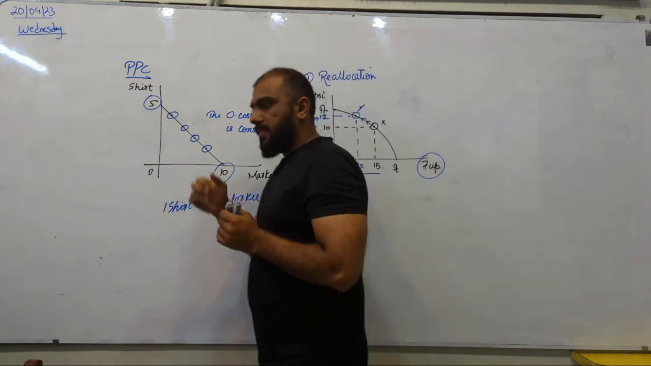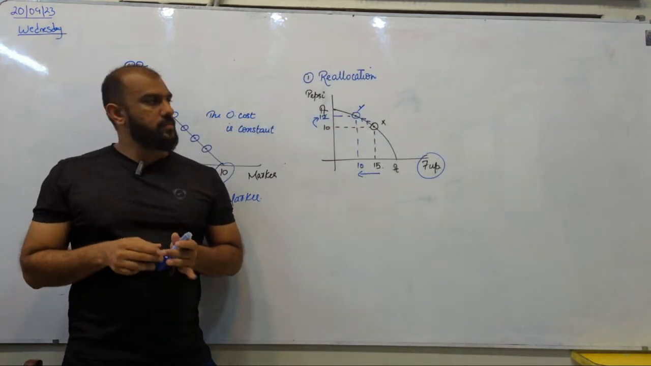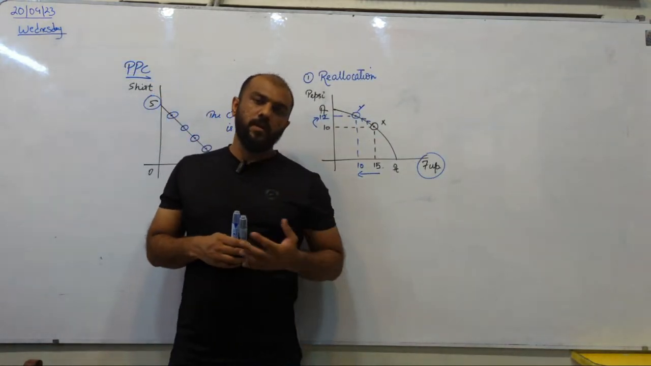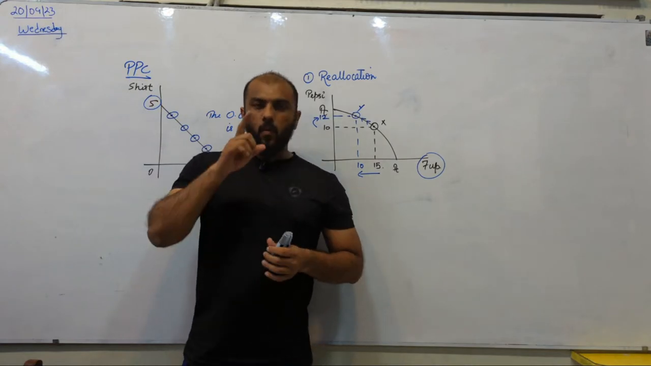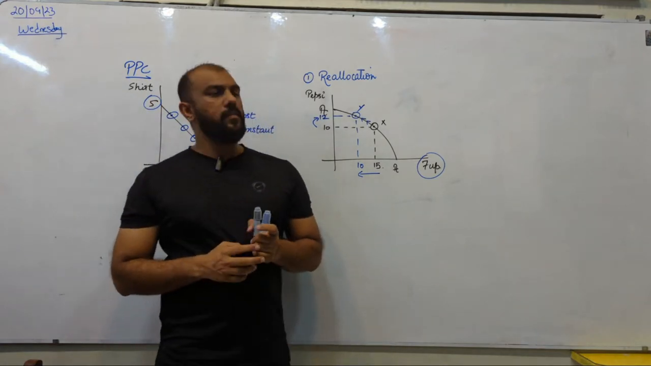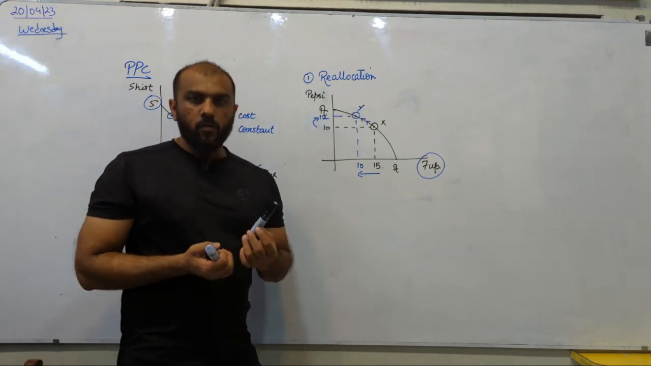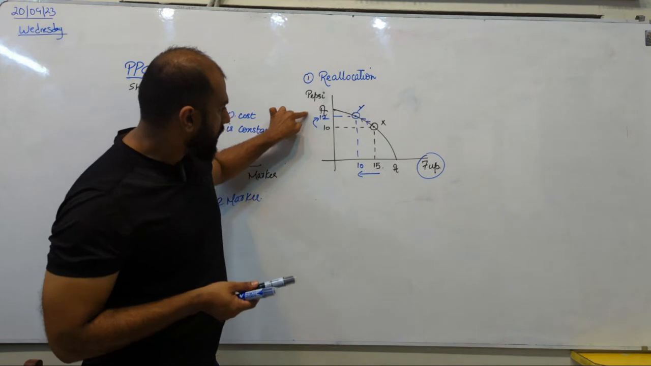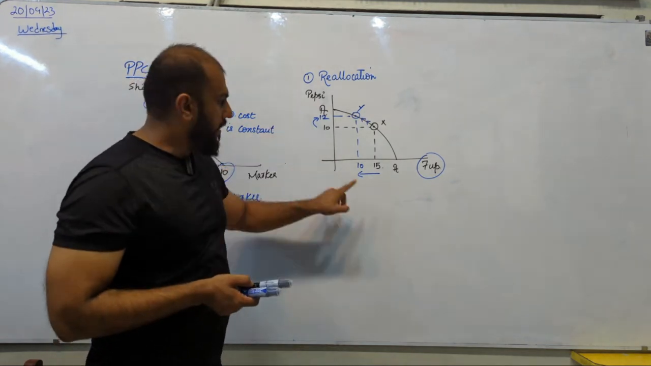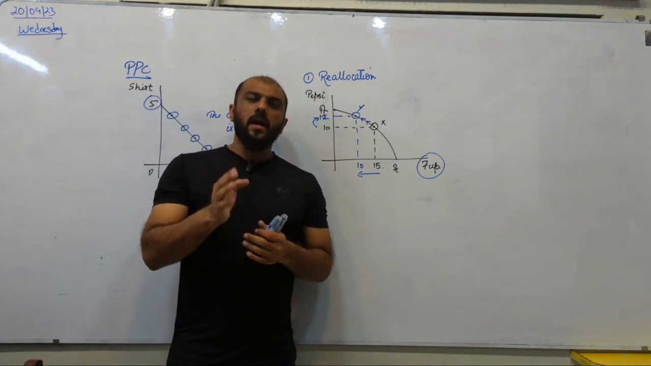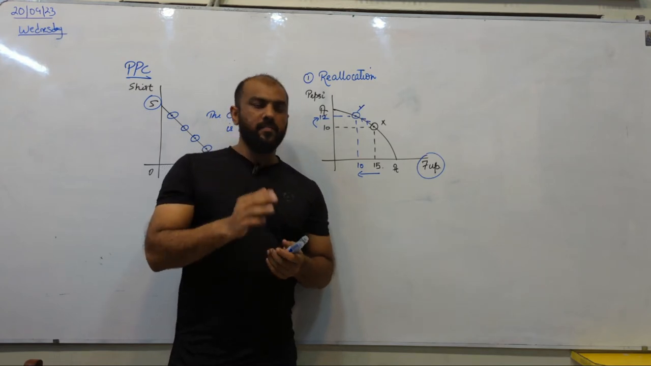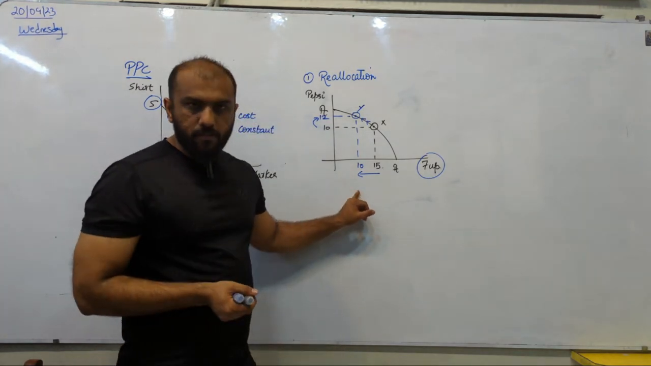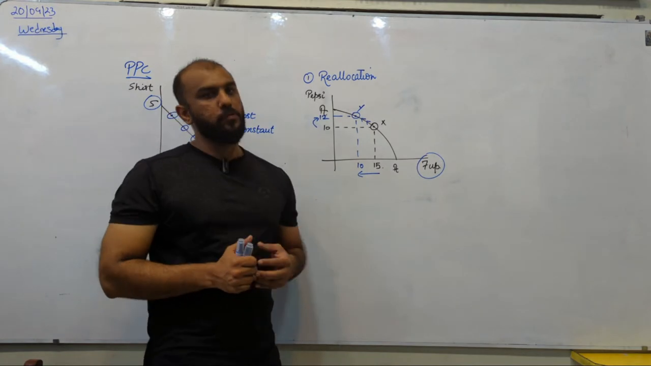Whenever there is a reallocation of resources, there will always be a movement along the PPC. Whenever there is a movement along the PPC, this would always create an opportunity cost. So the opportunity cost of producing 2 extra Pepsis is 5 7-Ups. We had to sacrifice 5 units of 7-Up in order to produce 2 units of Pepsi.